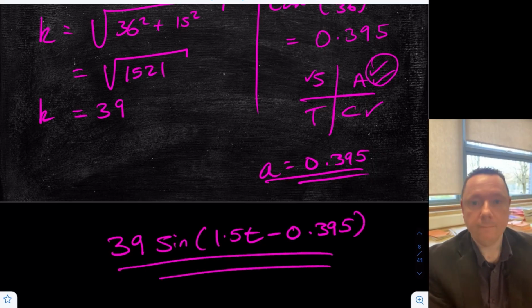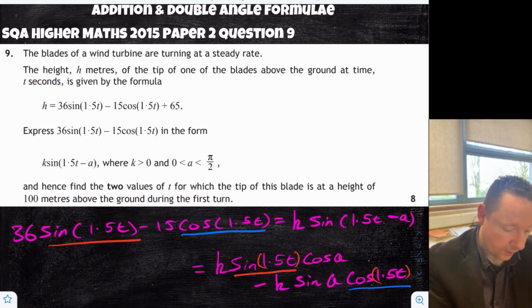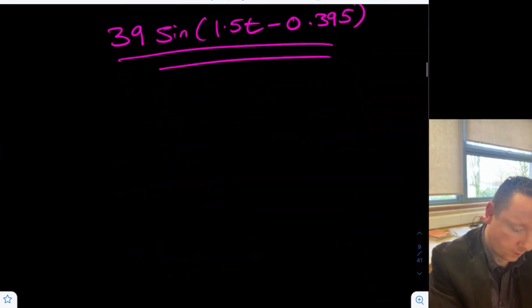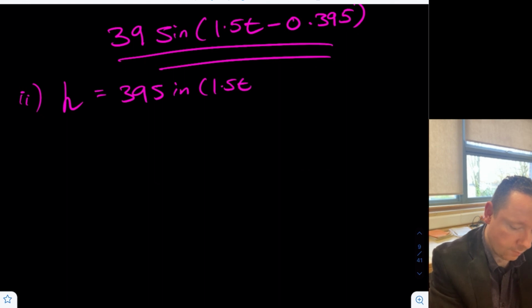And we're done there. So to follow on this question, it then says, and hence find the two values for which the tip of the blade is at a height of 100 metres above the ground during the first turn. So we've just expressed this in this form, but then you've got plus 65 on the end. So I'll call this part 2: our h equals 39 sine 1.5t minus 0.395 plus 65, and that's going to equal 100.